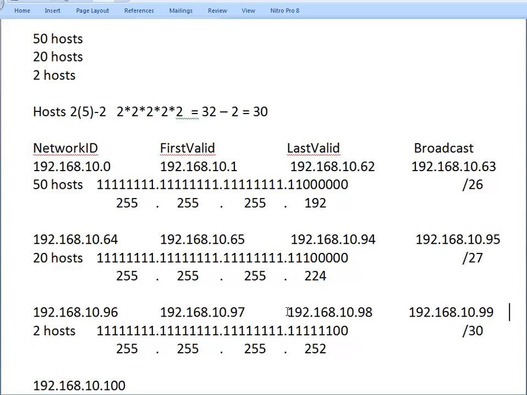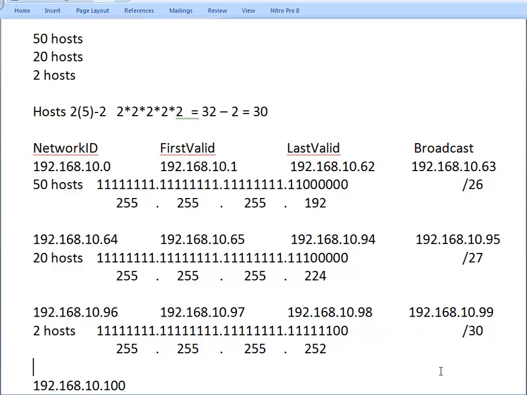Okay, we found the 3 networks. Now, as you can see, there's a different length of subnet mask for each network. Here is /26, here is /27, and on this one is /30. Different lengths, so variable length subnet mask.